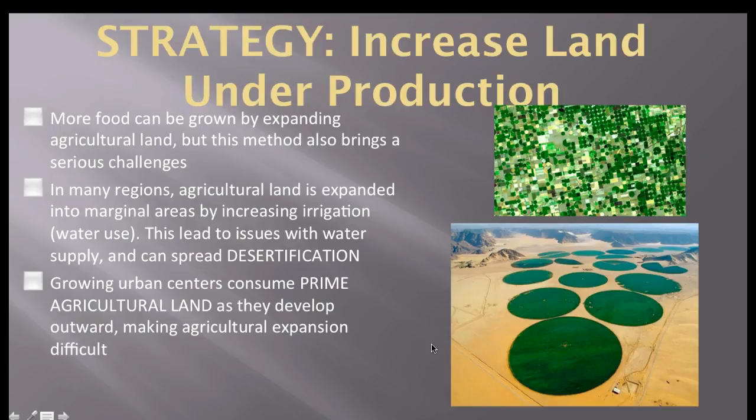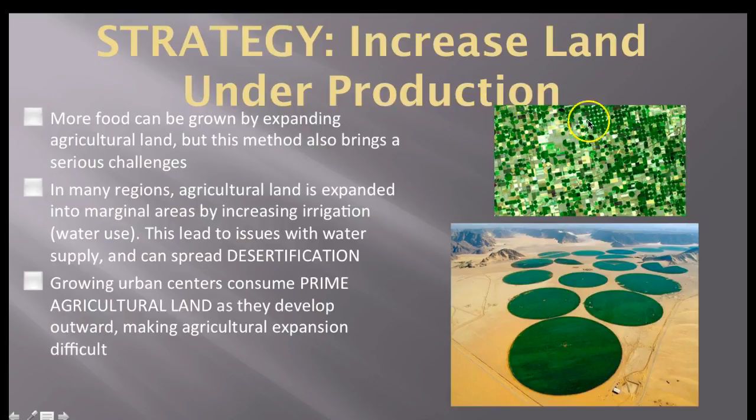Keep in mind, another strategy we have is increasing land under production. Basically, you're going to try to find more land that would not be suitable for agriculture, but now turning it into agriculture. With more land, obviously you can have more food being grown, which will expand the agricultural land. However, this does pose problems.